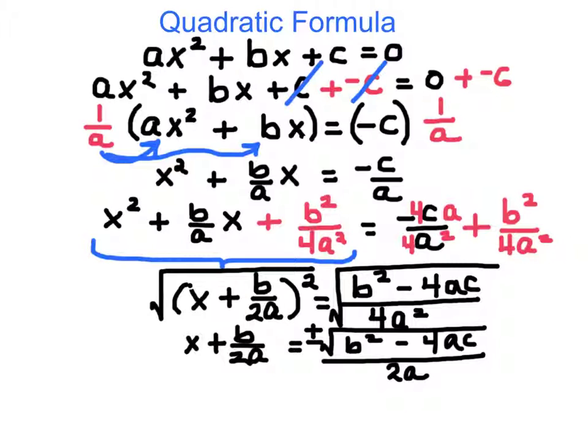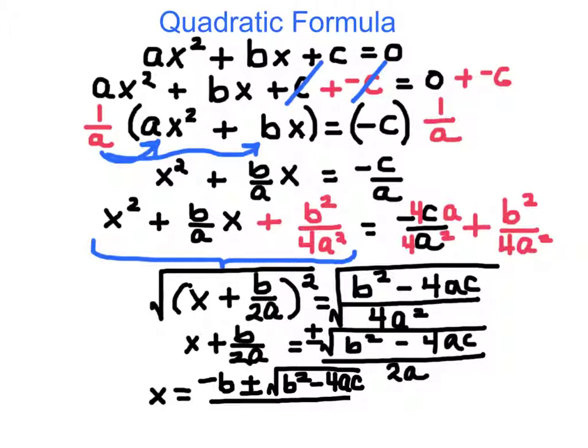When I do that, I have only an x on the left. And when I add a negative b over 2a to the right-hand side, notice that I have this common denominator, 2a. So I'm going to subtract, or actually add a negative. So it's negative b plus or minus the square root of b squared minus 4ac over 2a. What I've just derived is the quadratic formula.